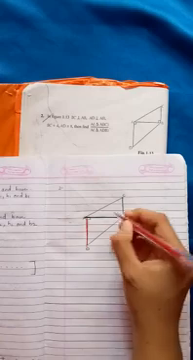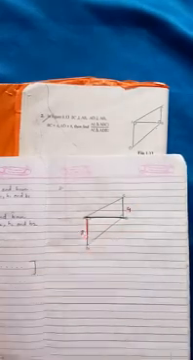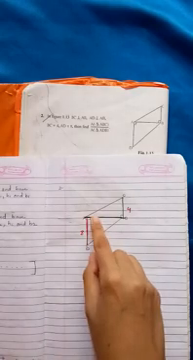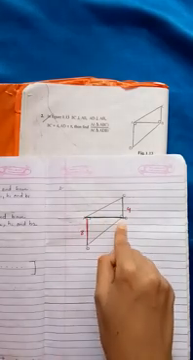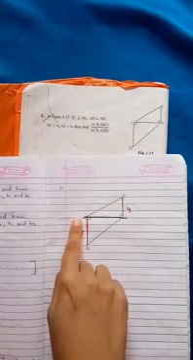BC is 4. So BC is how much? 4. And AD is how much? 8. You need to find the ratio of the areas of two triangles. What is the first one? Area of triangle ABC. And the other is what?